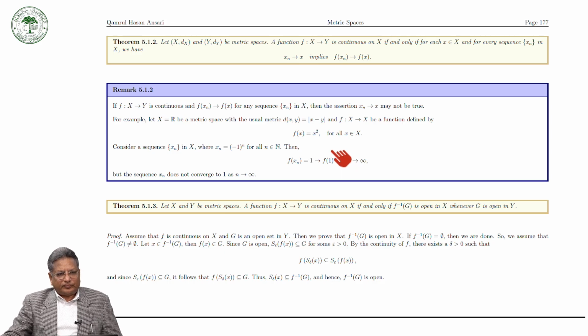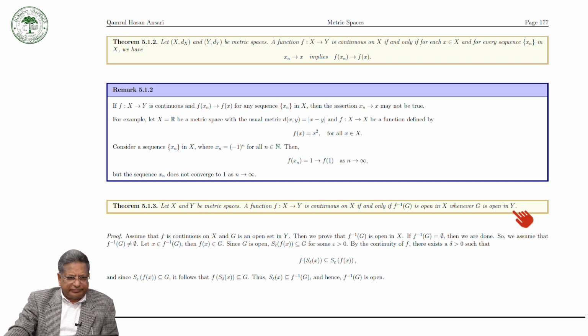Now we have another characterization in terms of open sets. Very interesting characterization, which says that a function f from a metric space X to another metric space Y is continuous on X if and only if the inverse image of an open set in Y is open in X. So f is continuous on X if and only if f inverse G is open in X whenever G is open in Y.